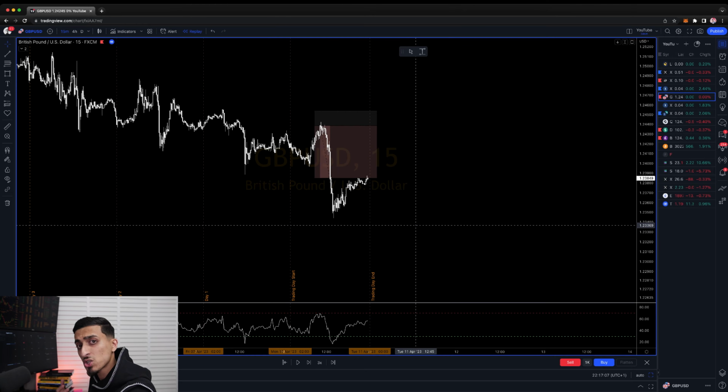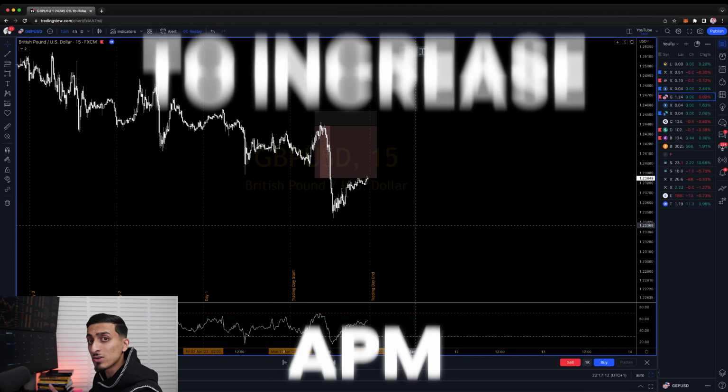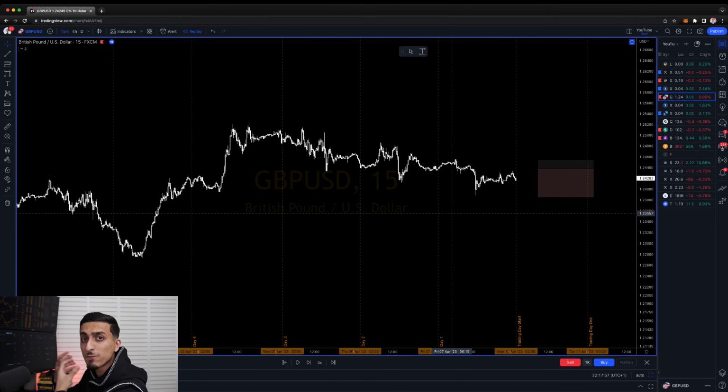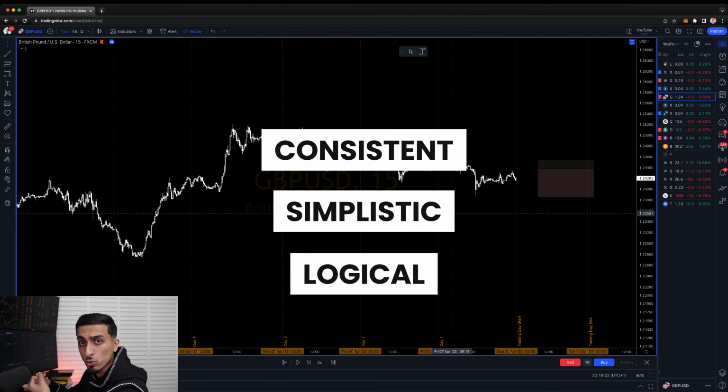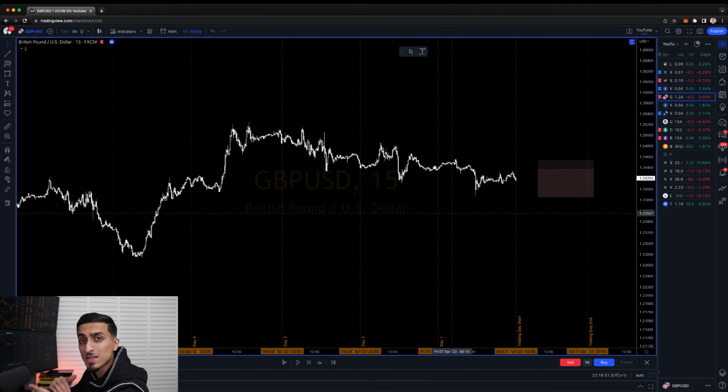And now I will show you how we can use the APM to increase the accuracy of this trade. Firstly, let's try to understand what APM is and why we have developed it for Cumberland Forex. Now, for those of you that don't know, I'm an engineer. And what I've done, I've come into the markets and reverse engineered some data. And by doing so, my aim was to make it consistent, simplistic, and logical to understand. Now I hope this concept ticks all boxes for you.